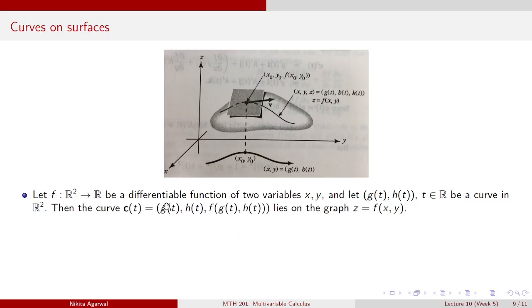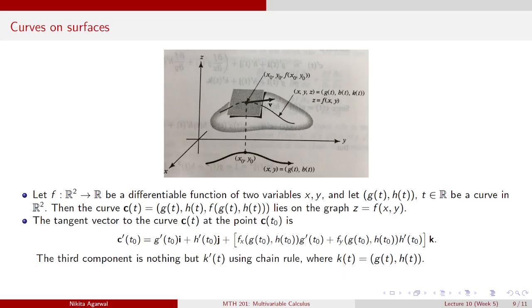So now you look at this curve C(t), which is what? The x coordinate is g(t), the y coordinate is h(t), and the z coordinate is the image of this point under f. So it is f(g(t), h(t)). This lies on this graph, which is z equals f(x,y). So the question is, what is the tangent vector to this curve at the point x naught, y naught which lies on this curve?